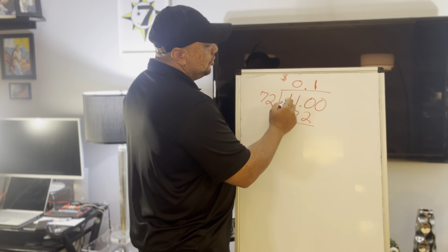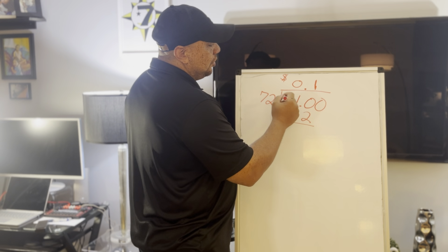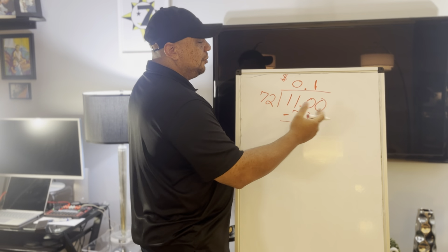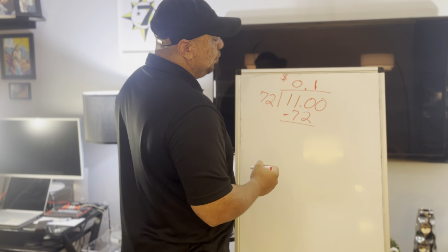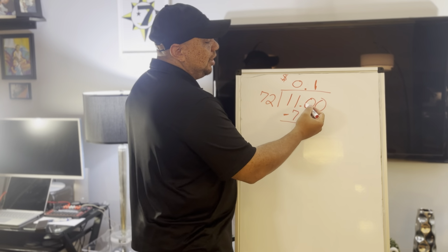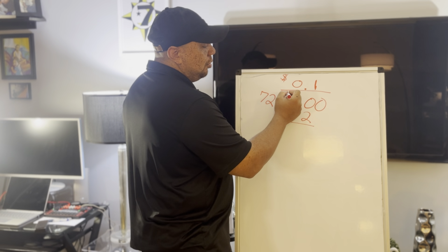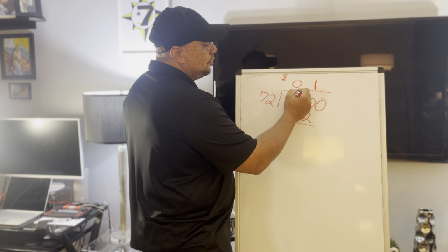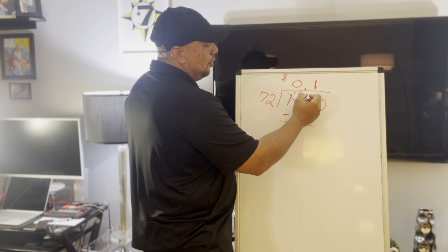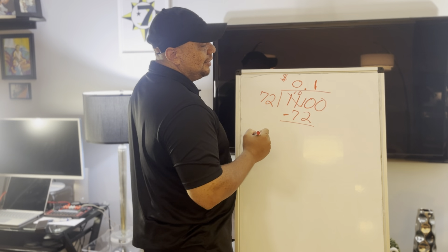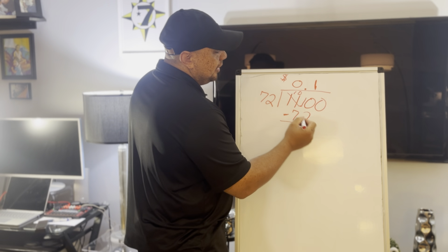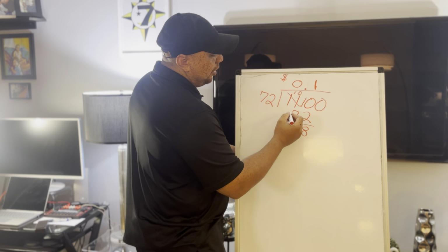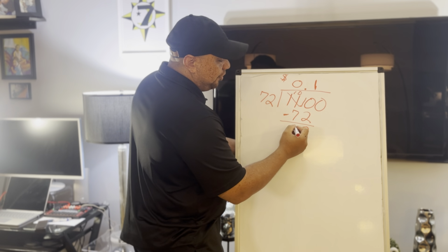Okay, so 11. Well, we start from, let me rewind this. Okay, so 0 take away 2. We would have to borrow to do that because there's not enough. So when we borrow, we turn the 11 into a 10. And we turn the 0 into a 10. 10 take away 2 is 8. And 10 take away 7 is 3.